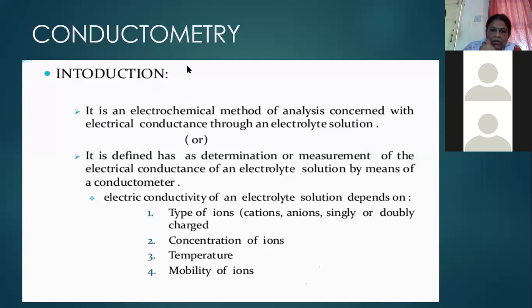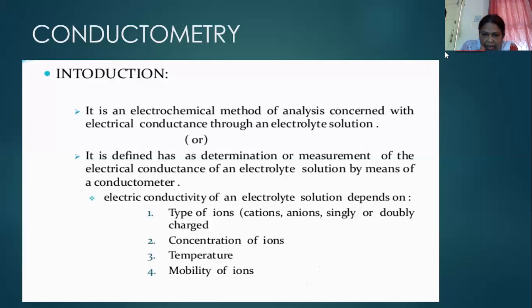So conductometry is due to the presence of various ions in any electrolytic solution, and conductometry can be defined as the determination or measurement of electrical conductance by means of a conductometer. So the instrument used here is known as a conductometer or a conductivity meter.